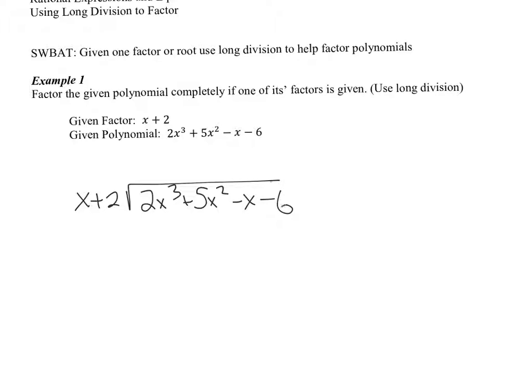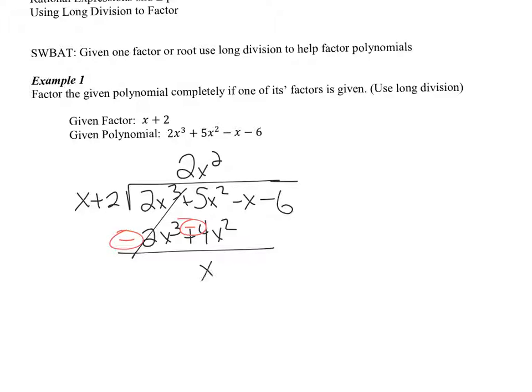All right, so what I do is I divide here. And when I divide, let's just go through it. So we get 2x cubed plus 4x squared. We subtract. Those go away, and I'm just left with x squared. Bring down the negative x. This is just x. So x squared plus 2x.